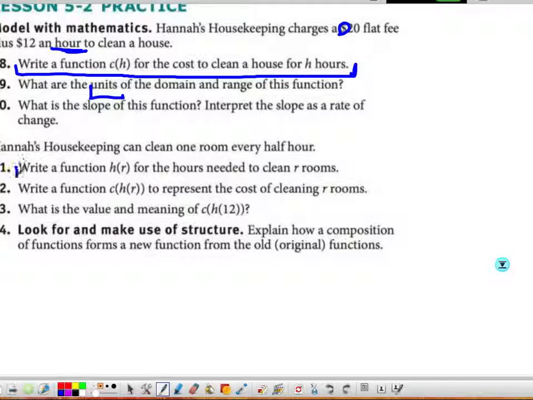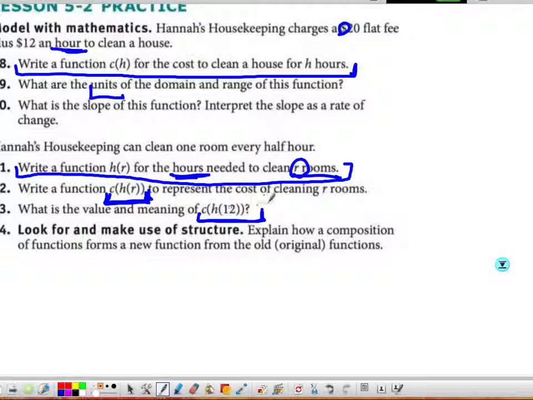Again, here we want to write another function, h of r, between two quantities. R stands for the number of rooms, h stands for the number of hours. And here is where you write your composite function to represent the cost of cleaning our rooms. And what is the value of C of h of 12 mean? So tell me what it means and also give me what is the answer.